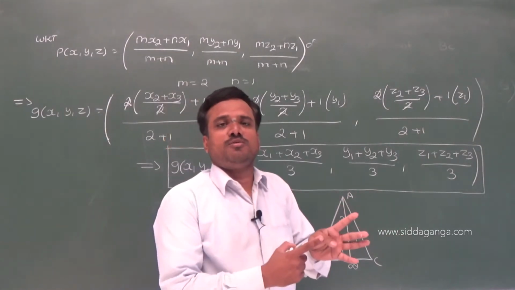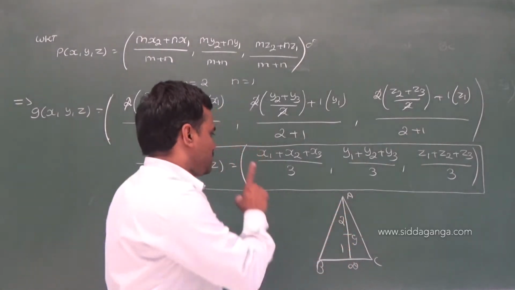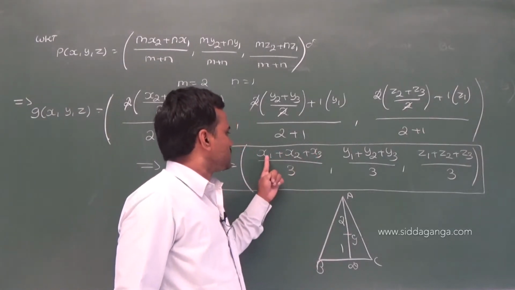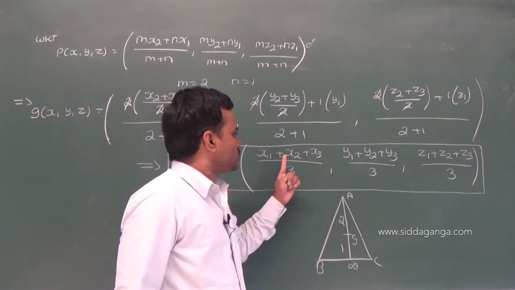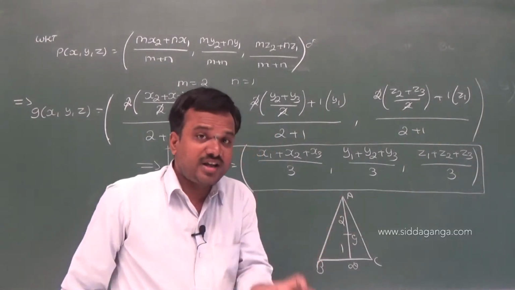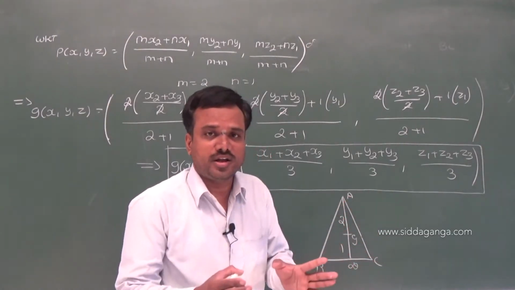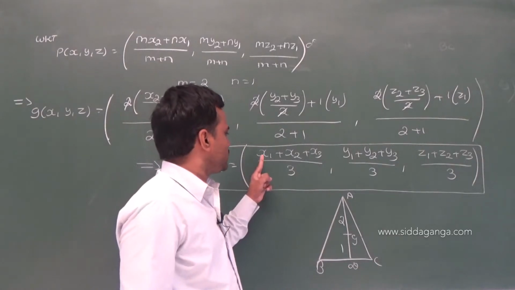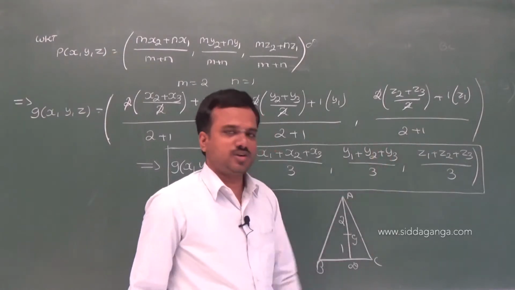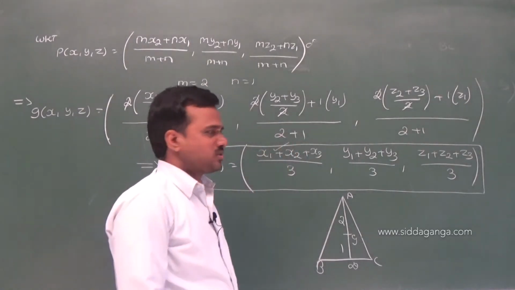So what we see: the section formula for internal division, external division, the midpoint formula, and in the same way the centroid of the triangle is given by x1 plus x2 plus x3 by 3. Here x1 y1 z1, x2 y2 z2, x3 y3 z3 are the coordinates of the vertices. The x coordinate is x1 plus x2 plus x3 by 3, the y coordinate is y1 plus y2 plus y3 divided by 3, and z1 plus z2 plus z3 divided by 3. We solve some problems regarding this formula.